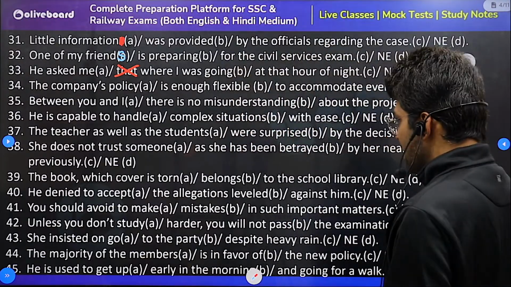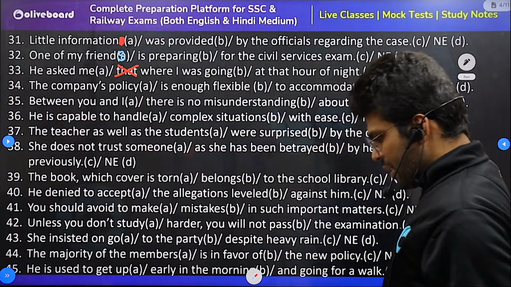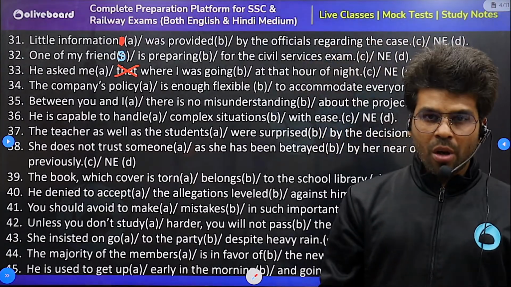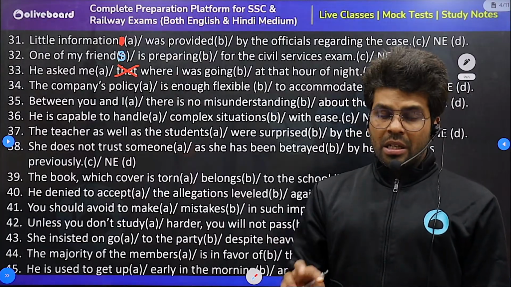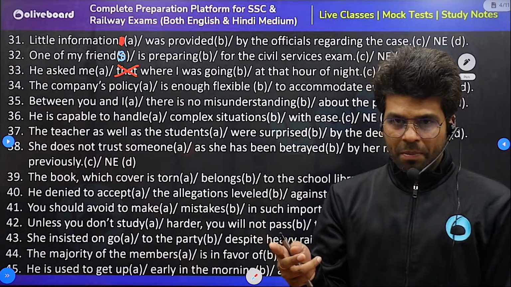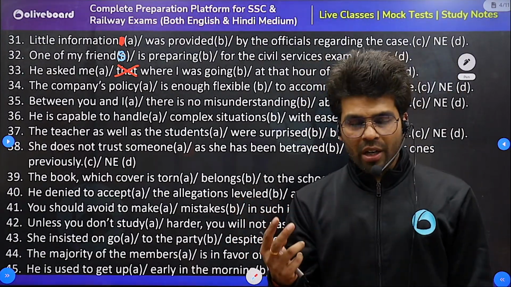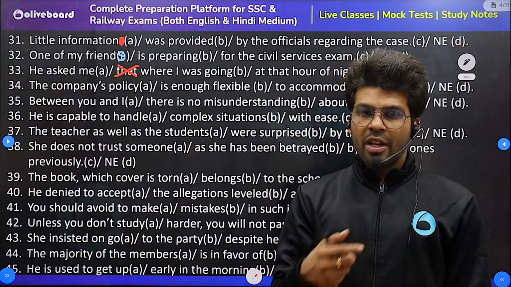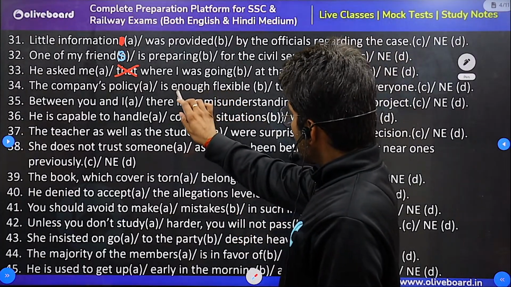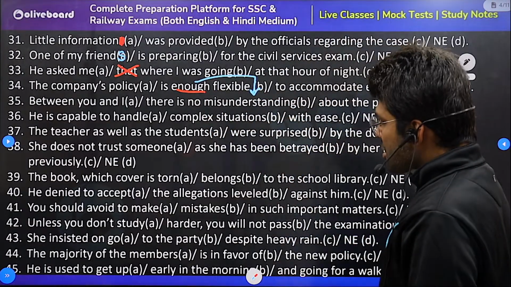No additional conjunction required. Enough as an adjective comes before the nouns: enough money, enough food, enough jobs, enough anything such. As an adverb, modifying verbs or adjectives, it comes after them. Rich enough, strong enough, flexible enough, mature enough, intelligent enough, beautiful enough, bold enough, etc. So not enough flexible. It should be flexible enough. Should come after that.